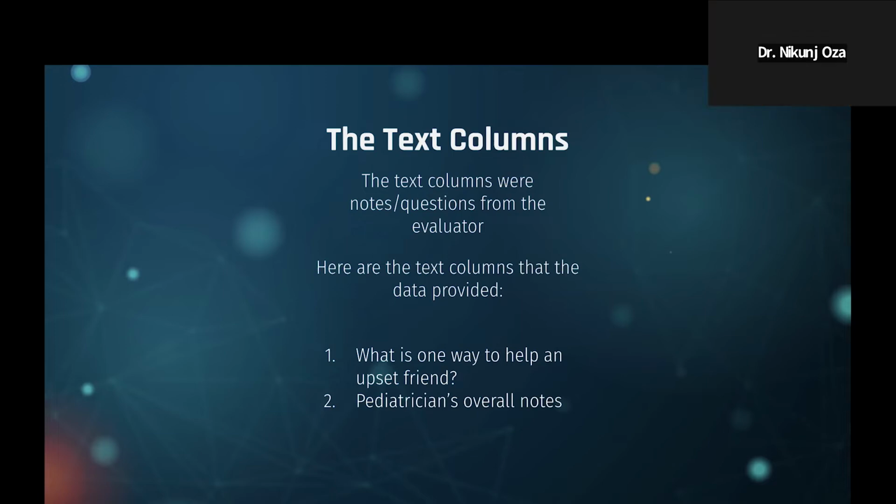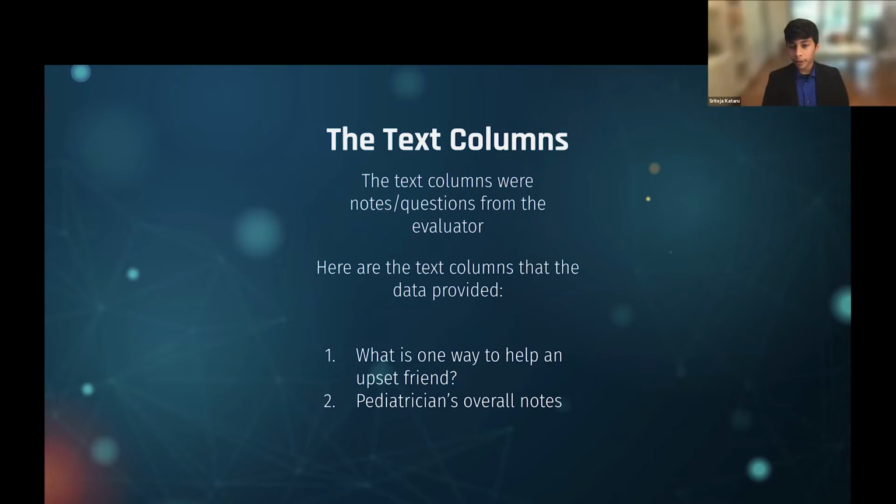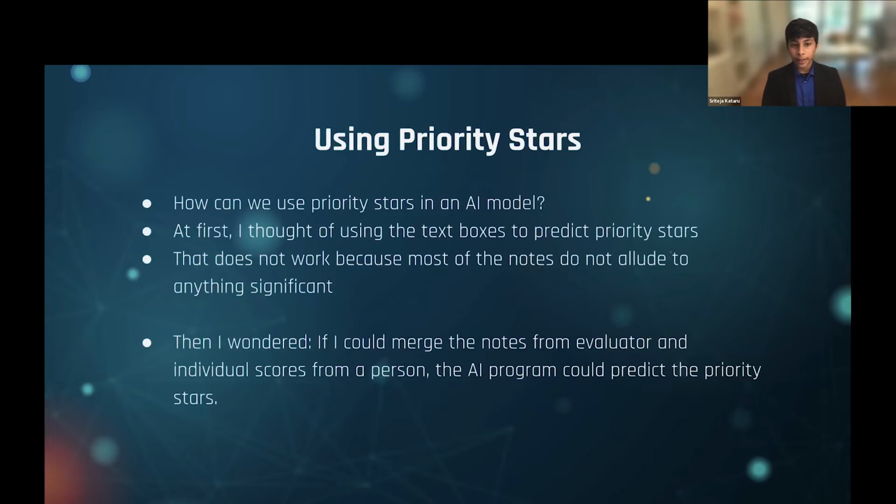So how can we use these priority stars in an AI model? At first, I thought of using the text boxes to predict the priority stars, but after doing some experiments, I realized that that doesn't work because most of the notes don't allude to anything significant. Then I wondered if I could merge the notes from the evaluator and the individual scores from a person, so the AI program could predict the priority stars.